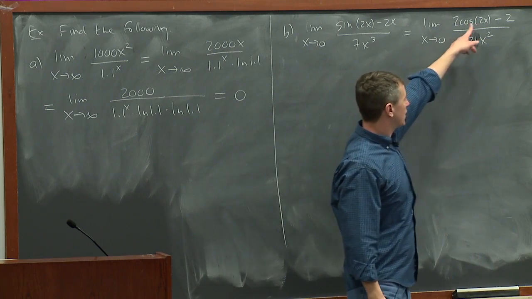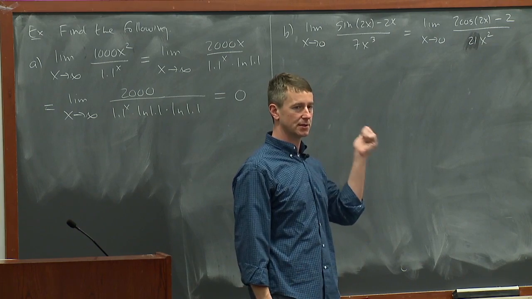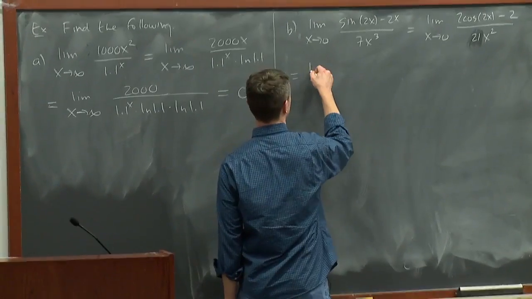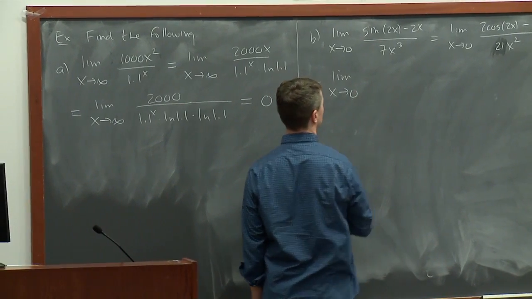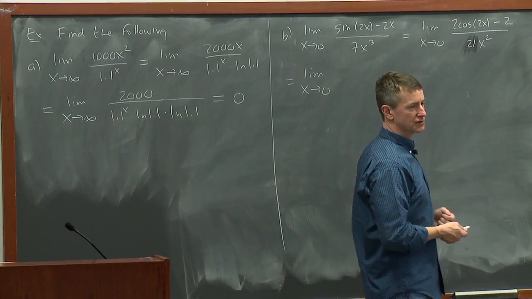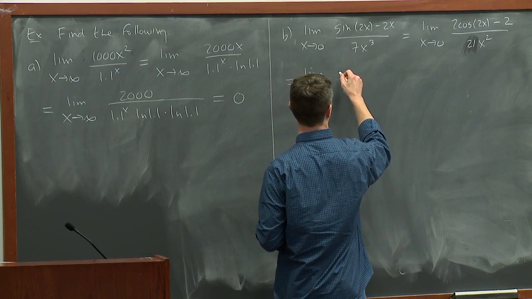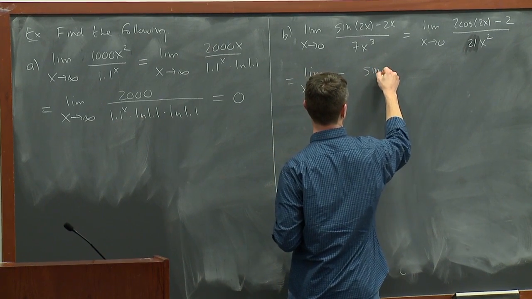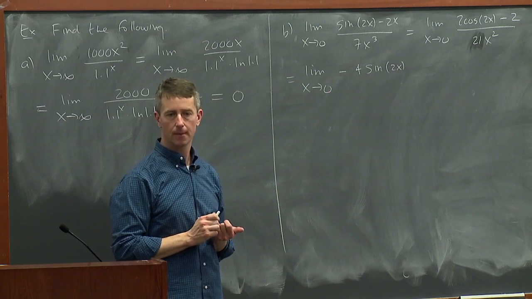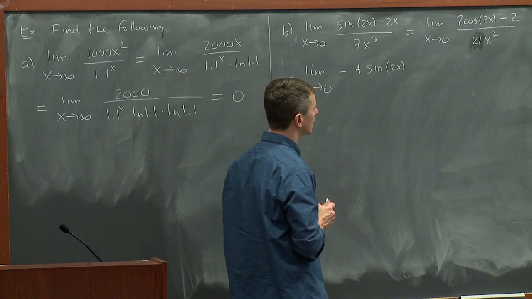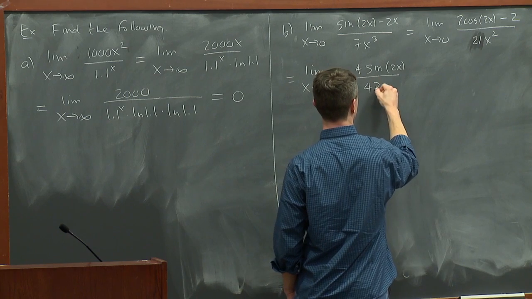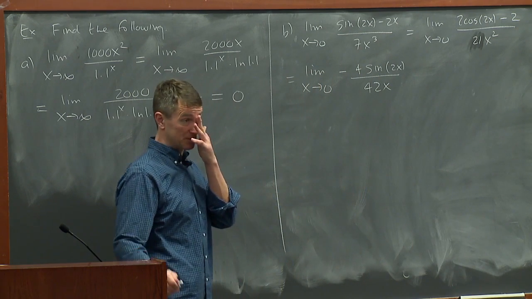All right. As x goes to 0, cosine of 2x goes to cosine of 0, which is 1. So we get 2 minus 2 on the top, which is 0. And on the bottom, we get 0. So what do we do? Keep going. L'Hopital's rule again. Derivative of 2 cosine of 2x is going to be what? Minus how many sine of 2x? Minus 4, right? Because the chain rule makes another 2 pop out. And the derivative of 2 is just 0. And on the bottom, we now have what? 42x.